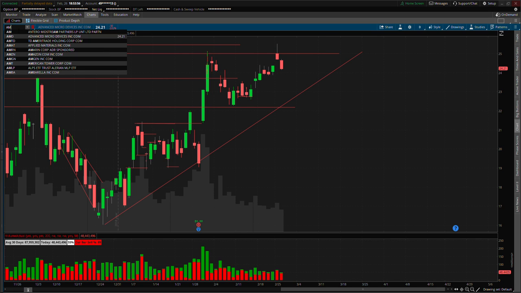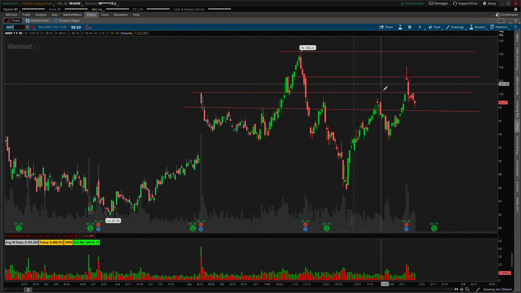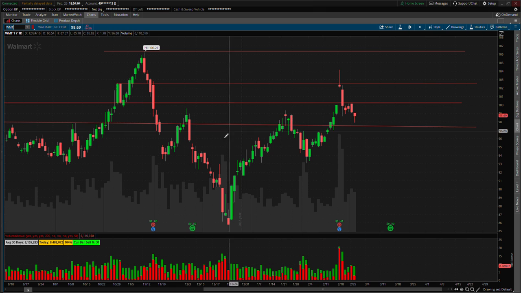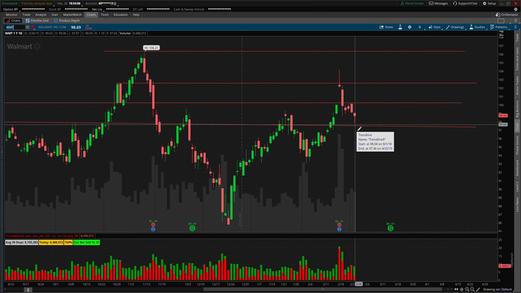Walmart, WMT. If you can see here, this is our resistance and supports that we're watching on WMT. It looks like we have a low here that we're watching at around 97.92. That's actually our low for today. So we'll be watching the low of today as our support.